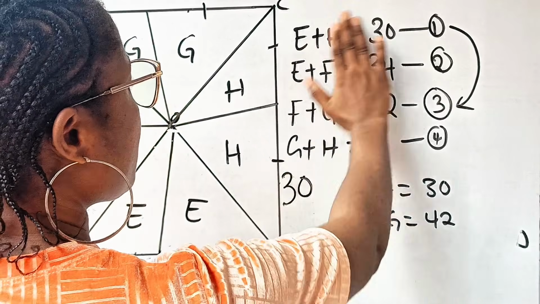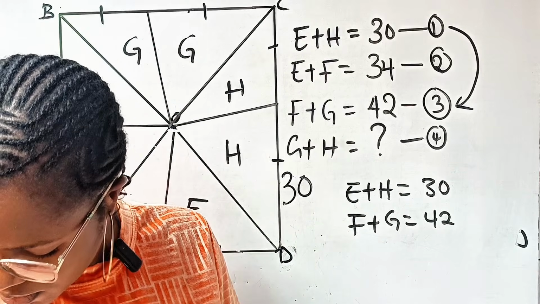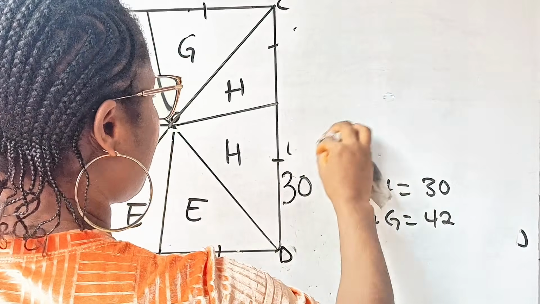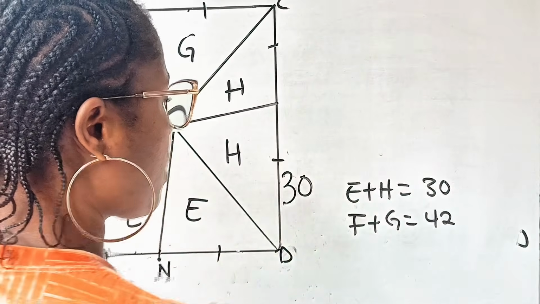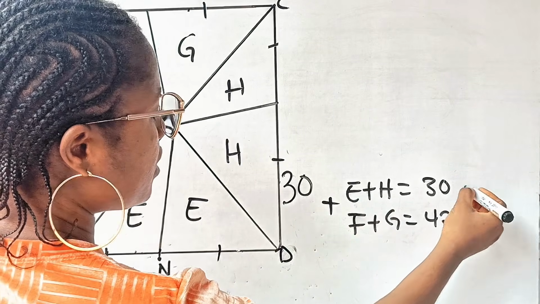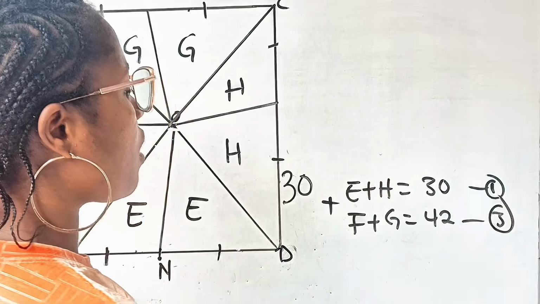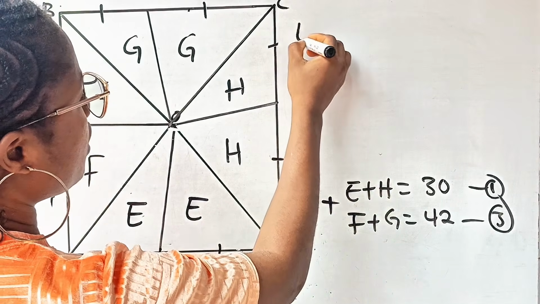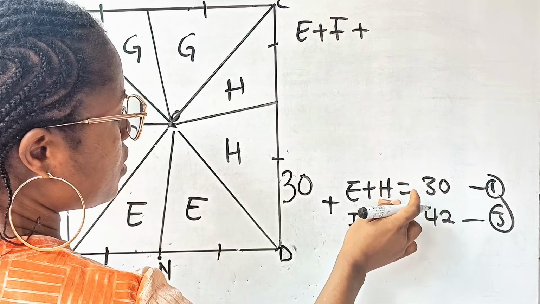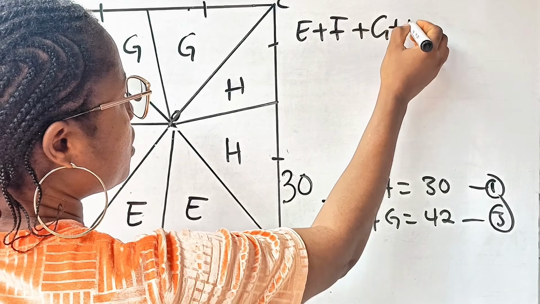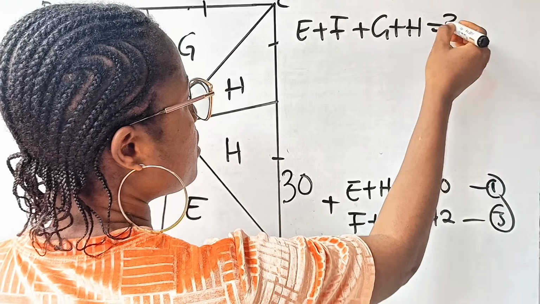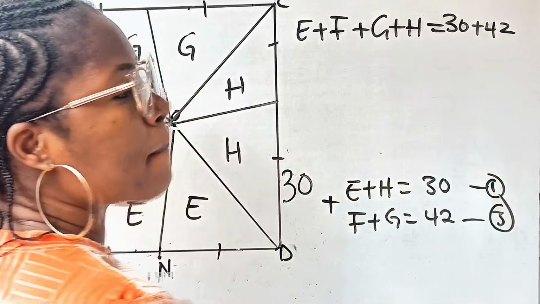Now we need to clean every other thing, because at this point we don't need them. Rather, we need a space to solve what we are solving. Alright. Now, if we add this equation to this equation, we are going to have E plus F plus G plus H is equal to 30 plus 42.